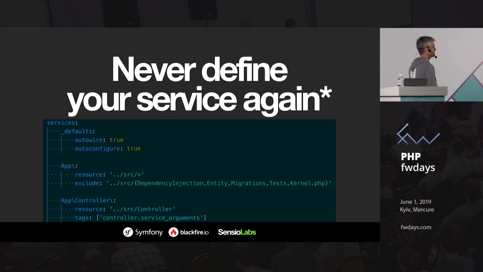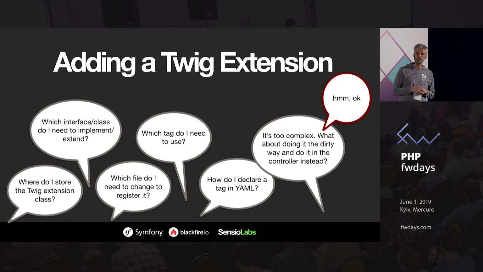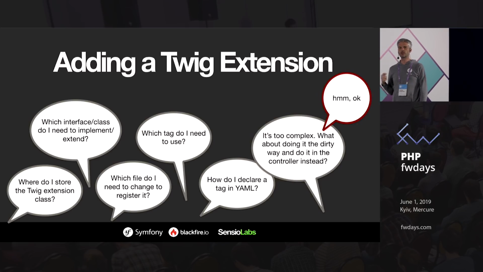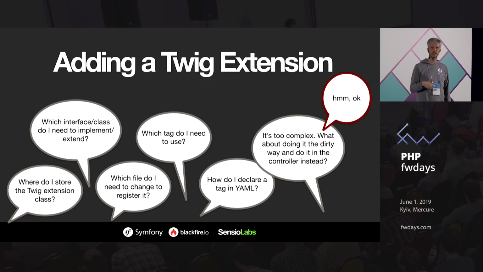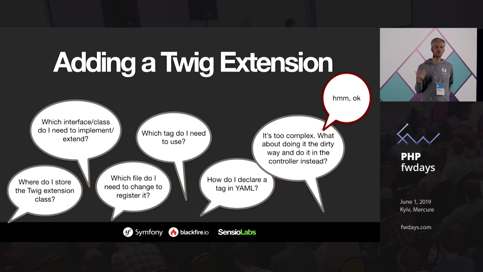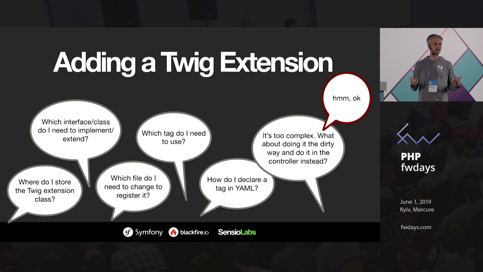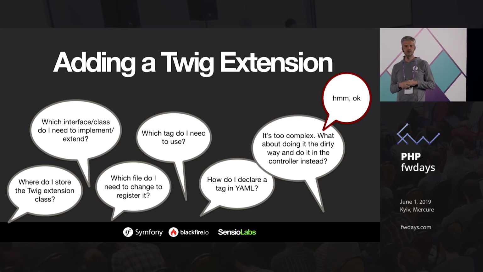Let me show you a very interesting example. At some point, if you are using Twig, you will probably want to create a Twig extension, right? And the first question is, where do I store my Twig extension class? Under source/Twig, source/Twig/extension? What is the best practice? I don't know. So you need to read the documentation, right? And then, which interface do I need to implement? Which class do I need to extend? Is there an abstract class that is useful for me? Again, you need to check the documentation. Which file do I need to change to register my extension?